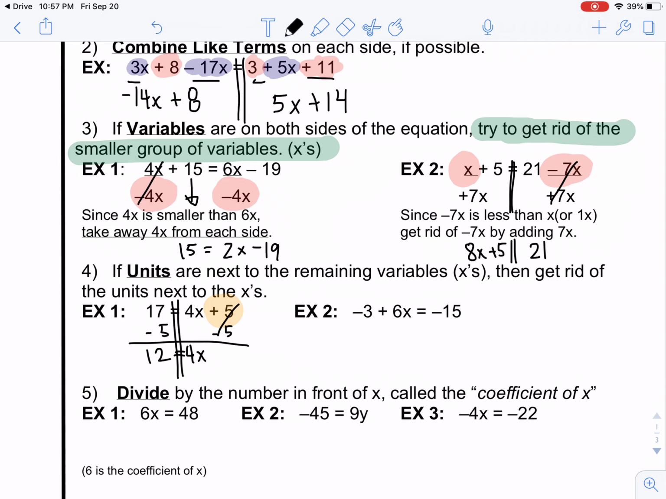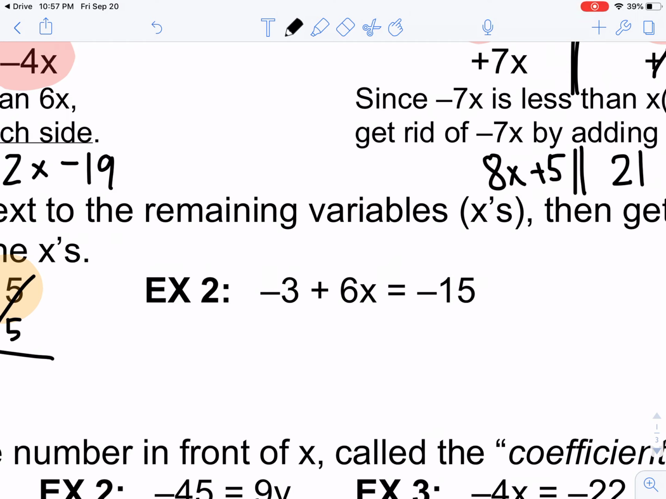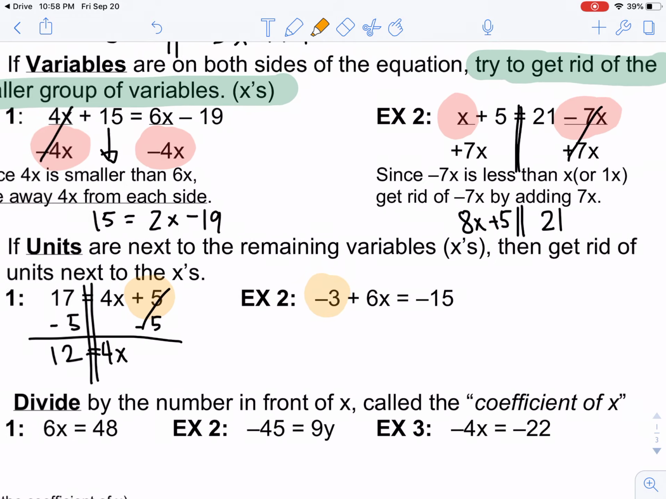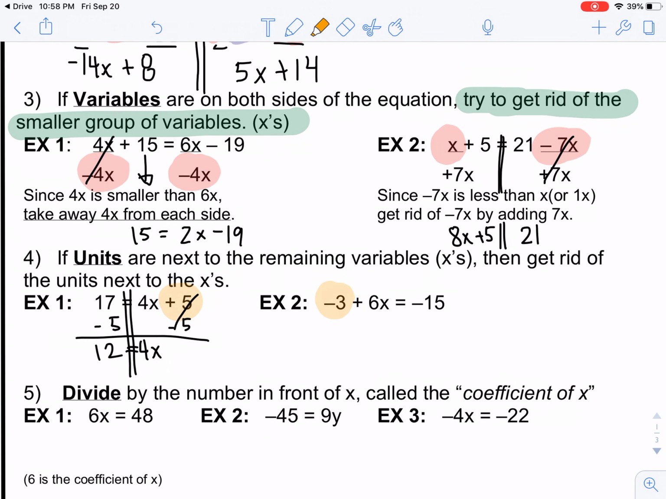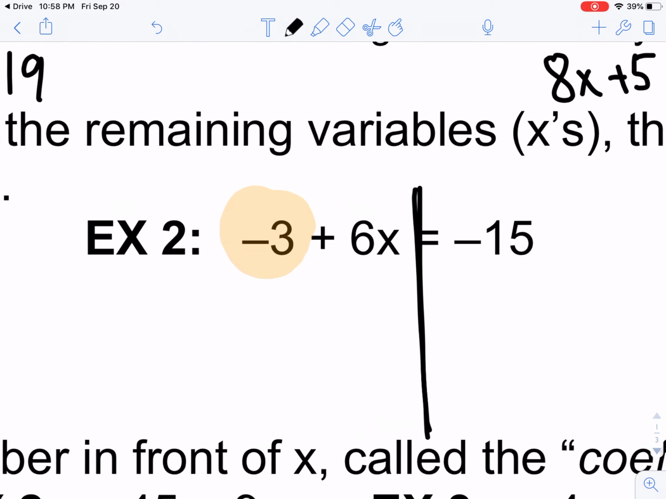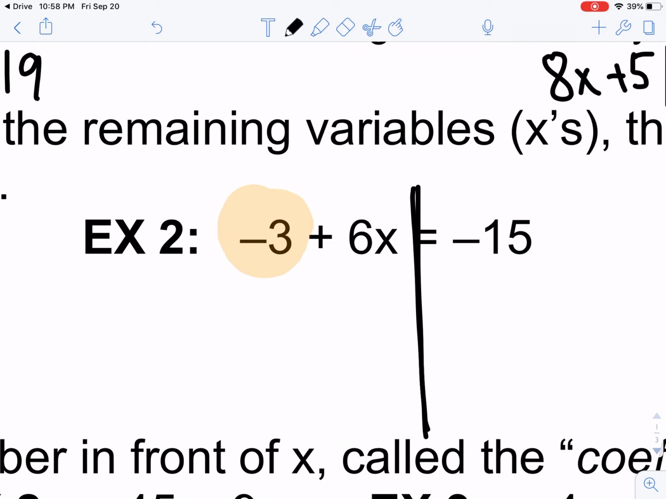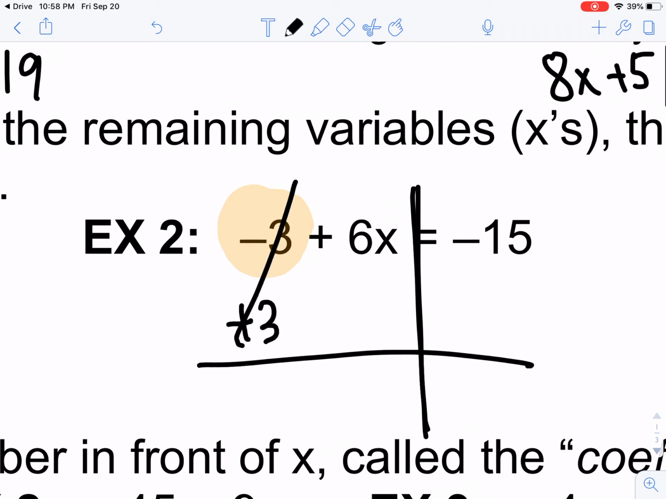Okay, here we have negative 3 plus 6x, so we want to notice that this is next to the x's or next to the variables. Okay, and what we want to do is take the inverse operation. So it says negative 3, we want to do positive 3. And what's going to happen is negative 3 plus 3 is going to be 0 plus 6x. So now we have 6x equals negative 15 plus 3 is a negative 12. Okay.